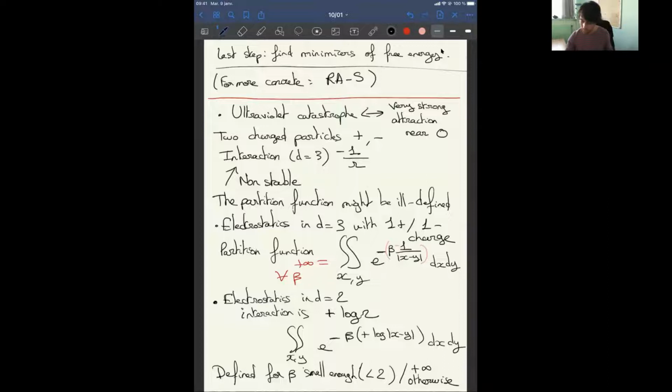Okay, so this is a system where you can make sense of the system only at high enough temperature, which physically corresponds to the fact that the particles have enough agitation that they don't really want to come too close to each other. They prefer to move around in the box. Okay, so that's it.